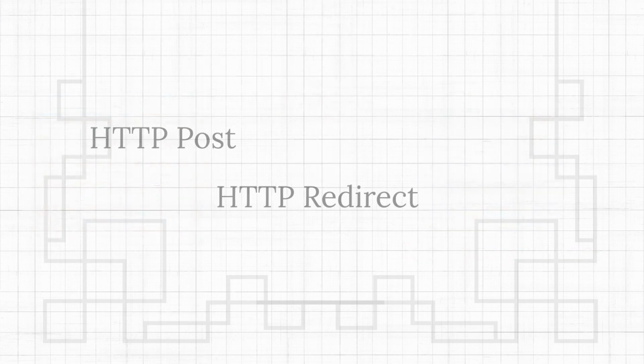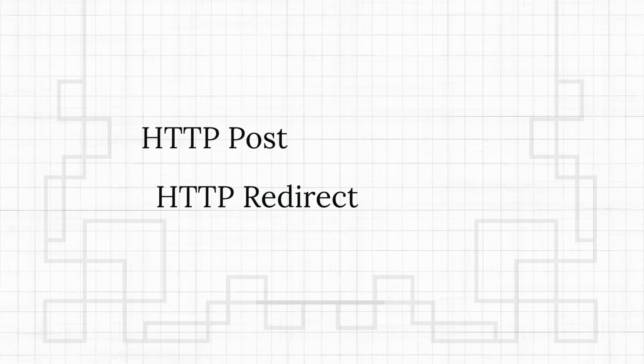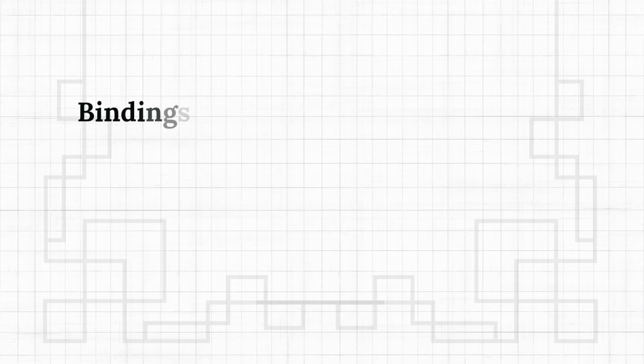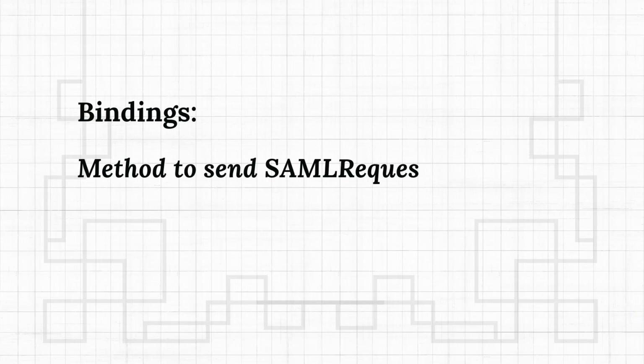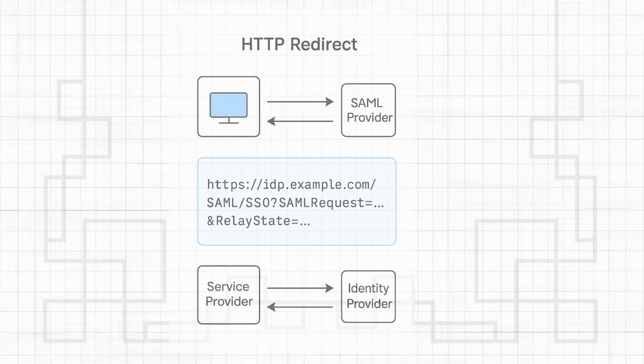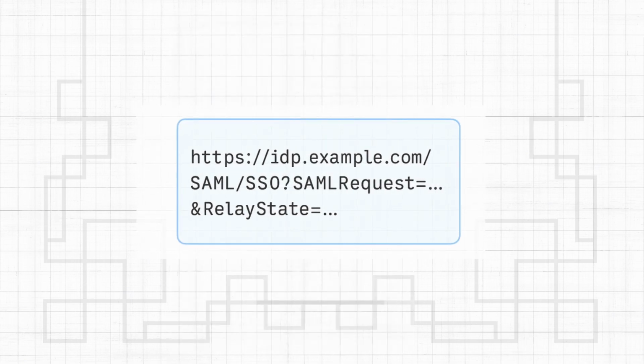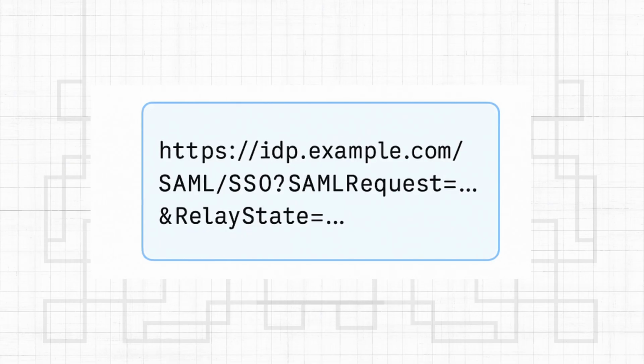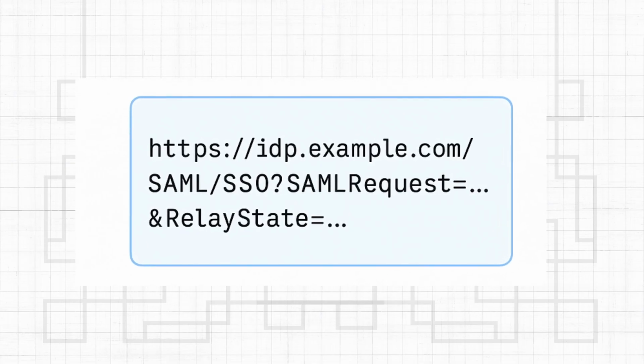This is the second time we are hearing about redirect and post. What actually are these? They are request bindings, which refer to the methods used to send SAML authentication requests, also known as the AuthnRequest, from the SP to the IDP. In the HTTP redirect binding method, the SAML request is URL encoded and then base 64 encoded and is included as a query parameter in the GET request. As you can see, the SAML request is appended to the URL. This is the URL to which the user gets redirected.